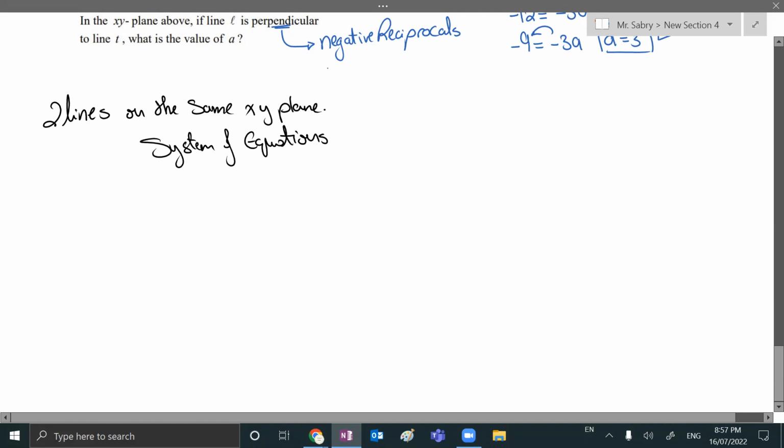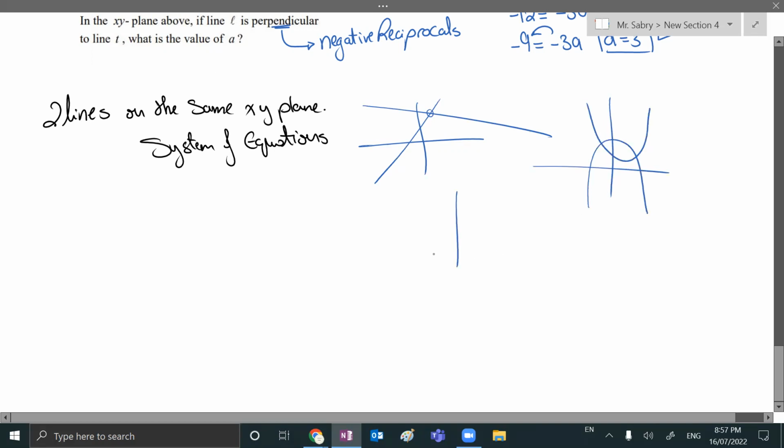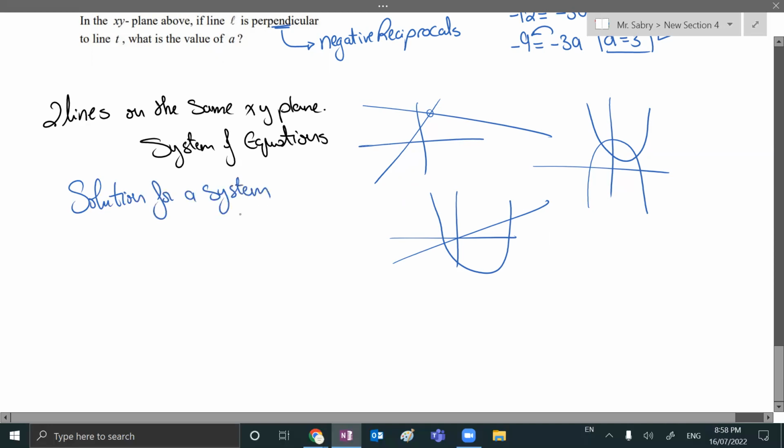These equations could be both lines that are graphed at the same time. They could be both parabolas that are graphed at the same time. Or they could be a line and a parabola, for example. What's common between all systems, though, is that if we would like to look for a solution for a system, the word solution for a system means the point of intersection.